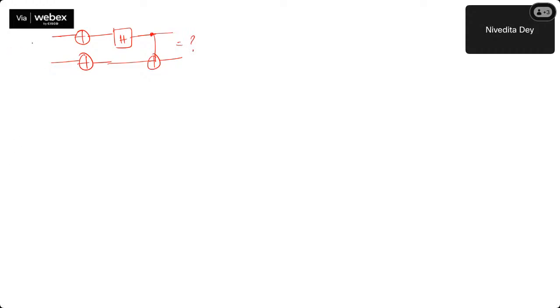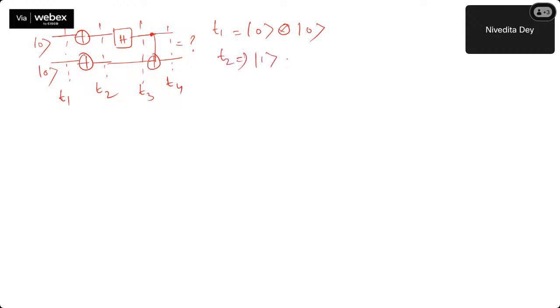Okay, let us start. Initially it will be 0. Let me plot it like T1, then T2, then T3, and at the final end T4. So at T1, what I am getting is only 0 tensor 0. At T2, both have become 1, 1 now. So 1 and 1.